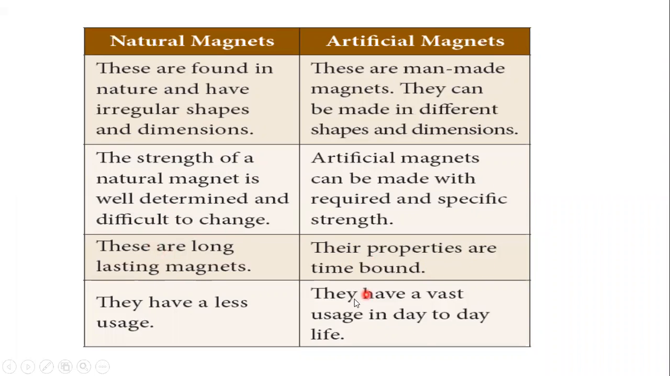Their properties are time bound. So natural magnets are time bound. They have less usage, whereas artificial magnets have vast usage in day-to-day life. So this is the difference between artificial and natural magnets.